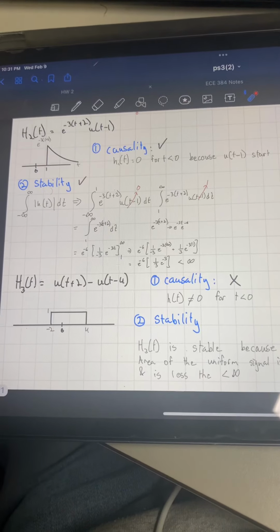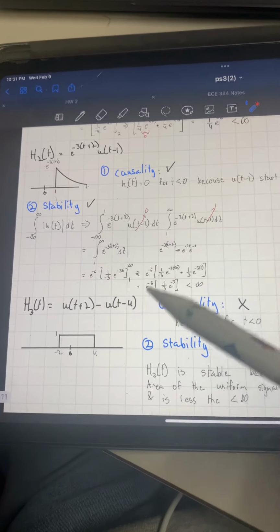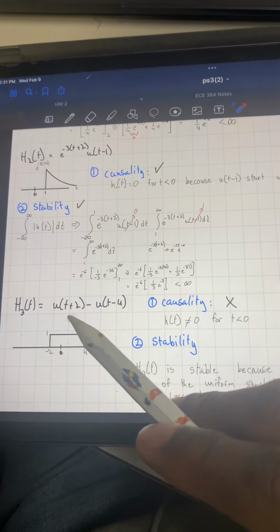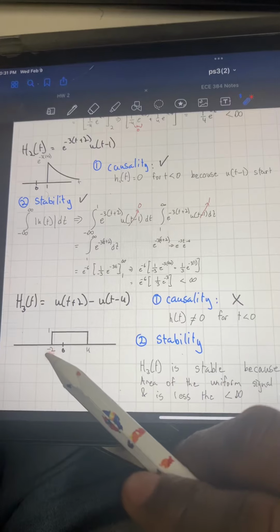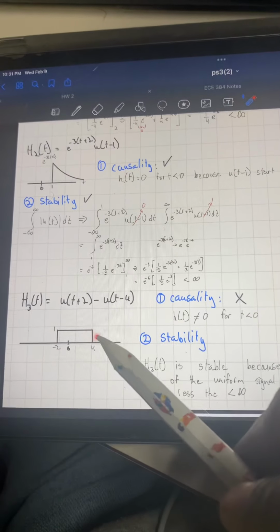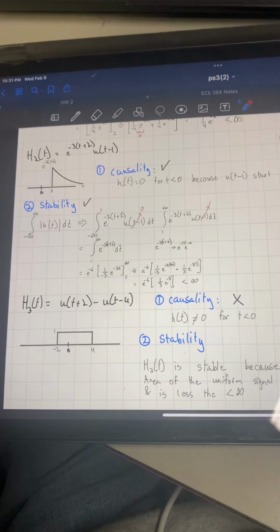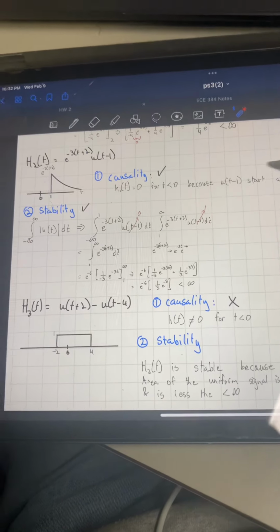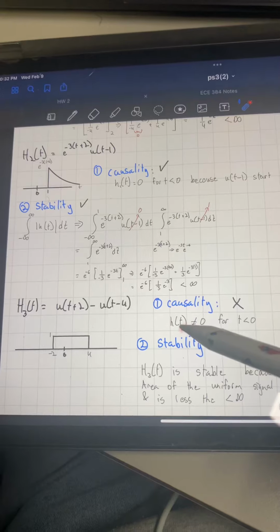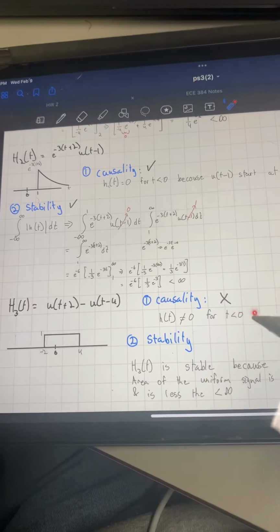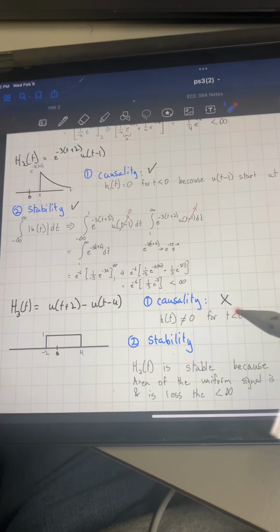For the last system, h3 of t, it's a combination of unit steps. Because of this delay right here of +2, we see that it starts at -2 and it cuts off at 4. So even though this system is built from unit steps, we can simply say that the system h of t is not equal to 0 for t less than 0. So it does not pass causality.